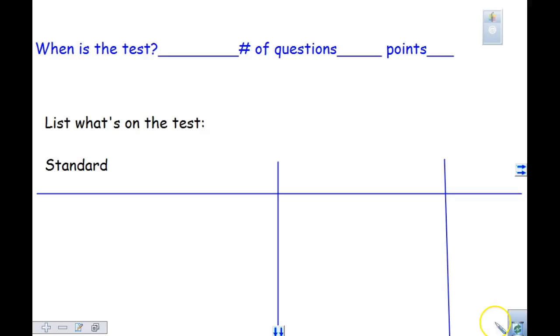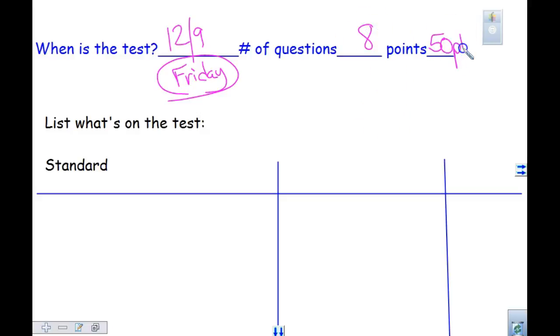to that last page. When is our test? How many questions? What's on it? So, your test is Friday. So we can put down 12/9. A couple of you already talked to me that you're going to be gone Friday partway through the day, which means you're coming in to do it Friday morning. That'd be great. There are 8 questions, 50 points.